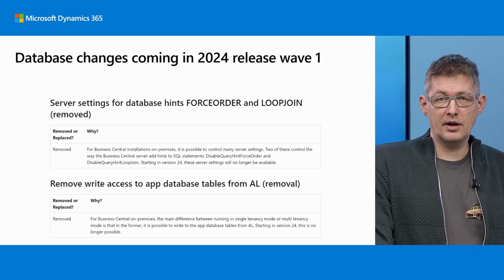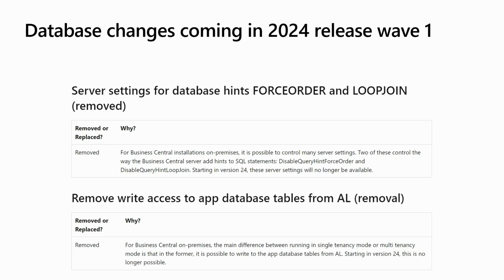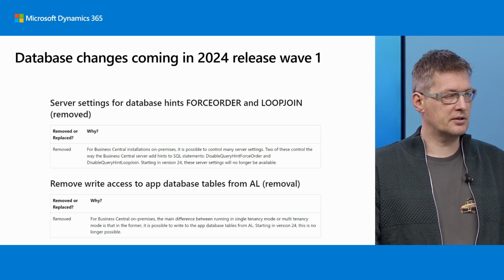The final thing we have for databases is that we have 2 deprecation notices. Notice that these are coming in 2024 release wave 1, so you have a year from now. The first one is that we are removing server settings where you can set database hints for how to join. So force order and loop join, these are going away, and therefore it will no longer be respected. How does it work if you try to set it? Will the server just say you can't, or will it just be ignored? So when we remove the server setting, you can have server settings that the server doesn't know about, and they are just ignored. It will be ignored. Okay, so your scripts will still work, but we are just ignoring what you want.